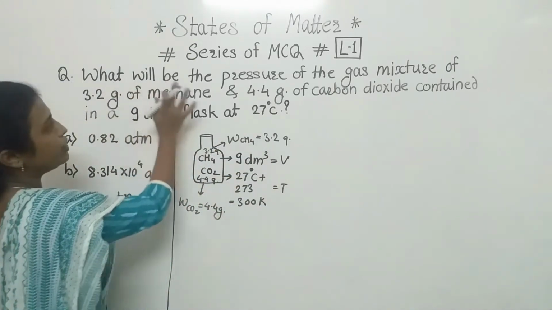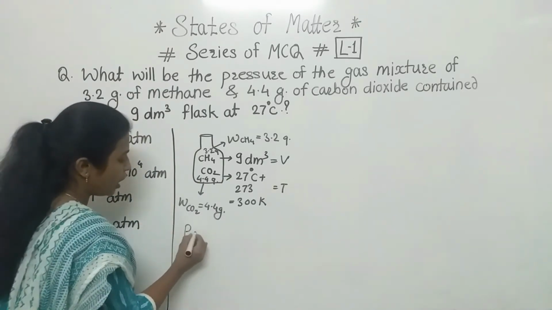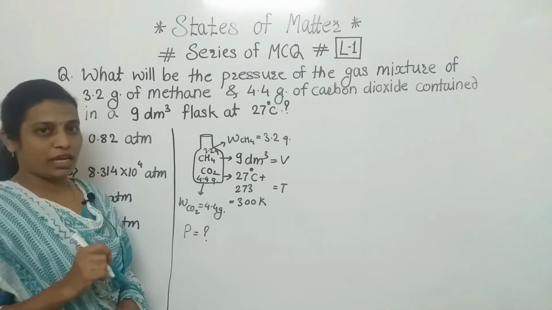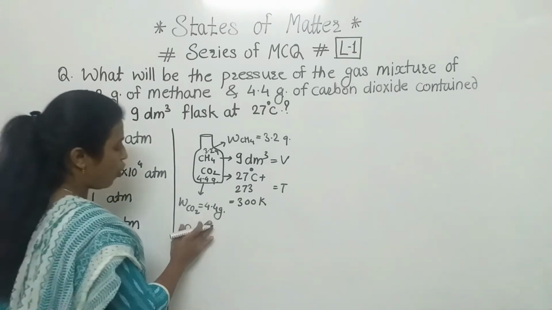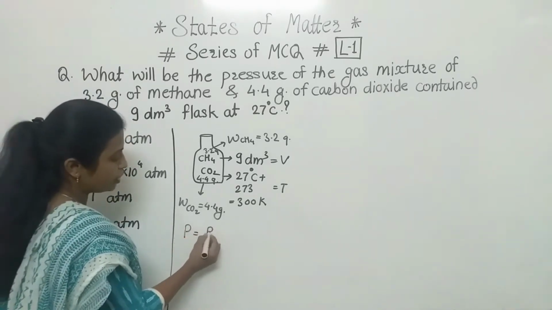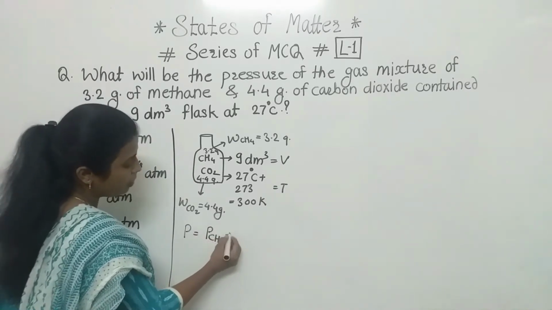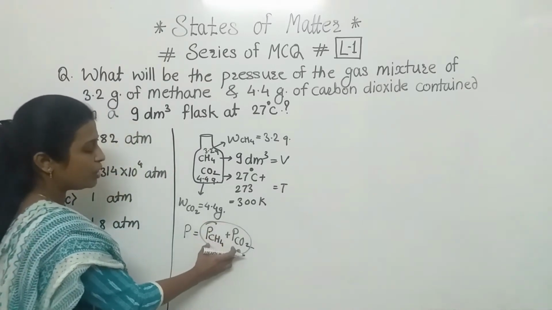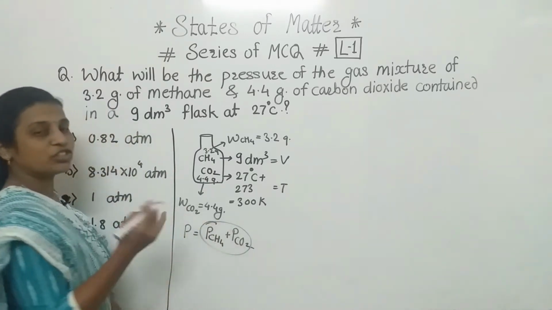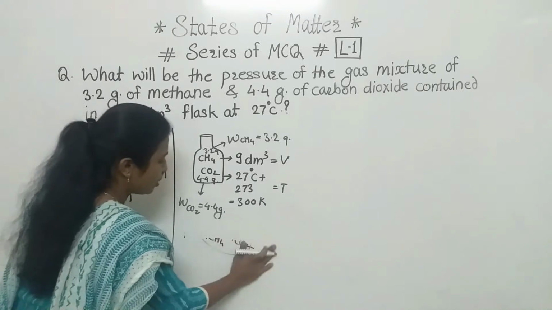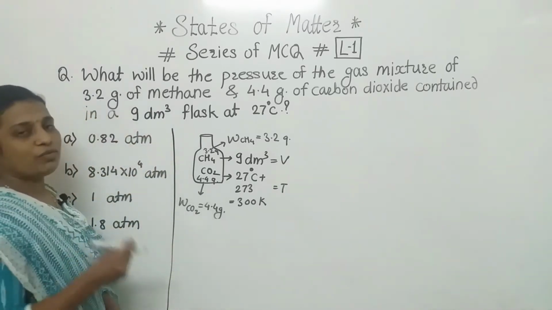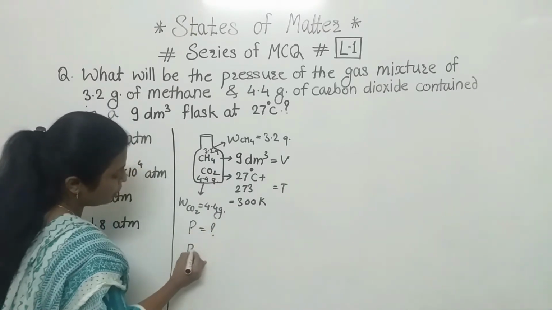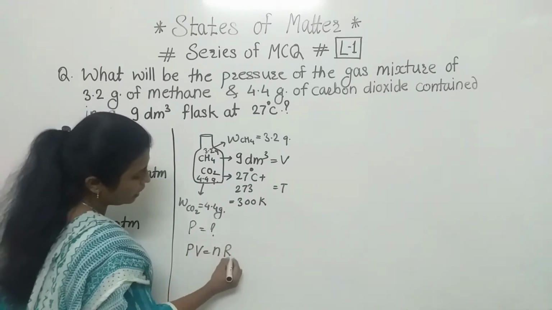Now see, what will be the pressure? What we have to find out? We have to find out the pressure, but it is not of the individual gas. We have to find out the pressure of the mixture, means pressure of CH4 plus pressure of CO2. That combination means mixture, that pressure we have to find out. So if everything is given, which formula do we have to use? We have to use the formula PV = nRT.